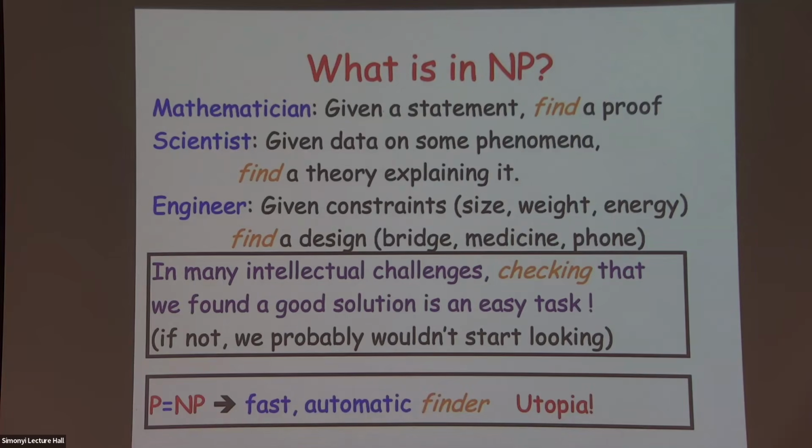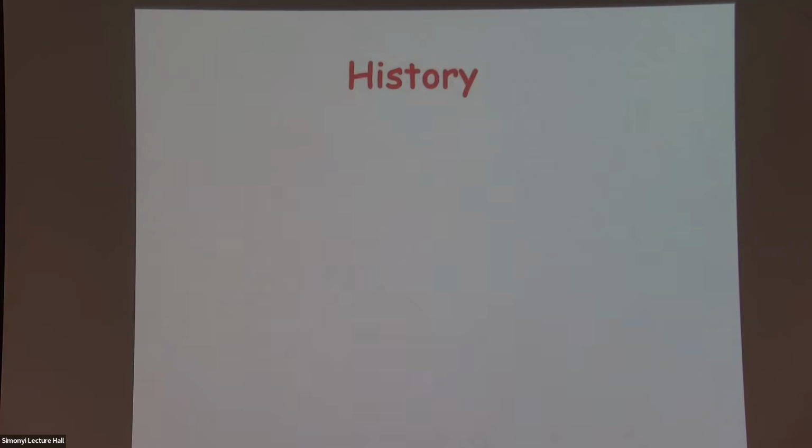So clearly in this context, if P was equal to NP, then we could cure cancer and solve global warming, and we could automatically solve all these. This is a utopic picture. So that's a very, very high level view of that problem.